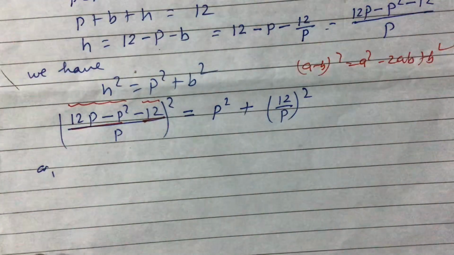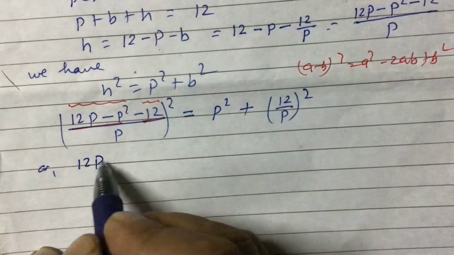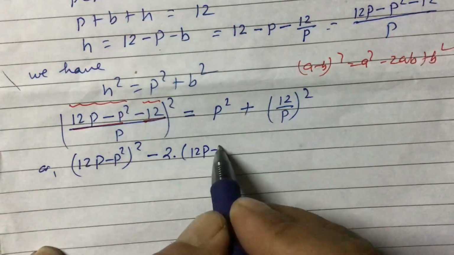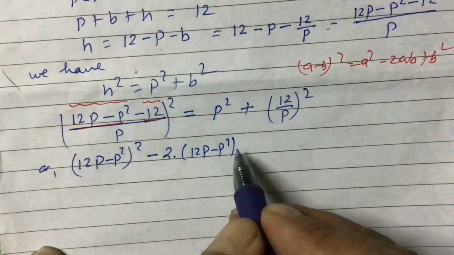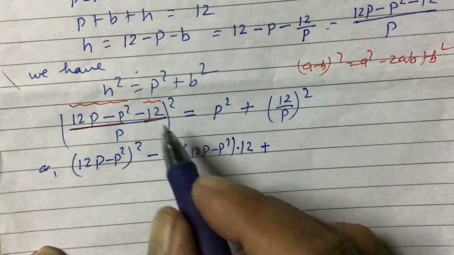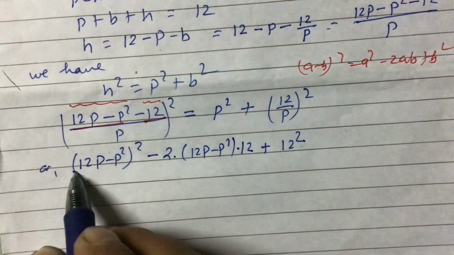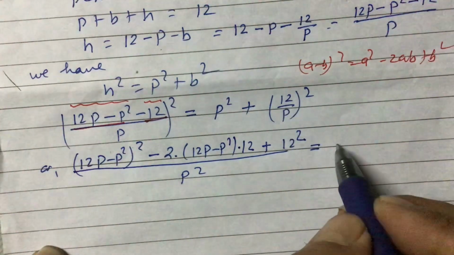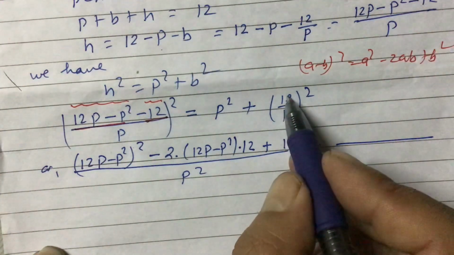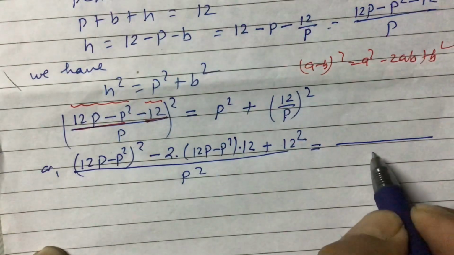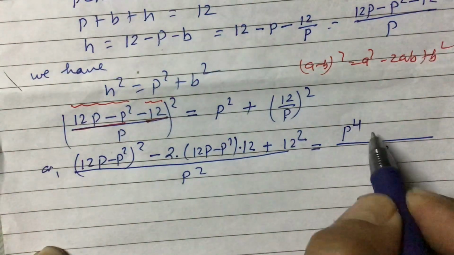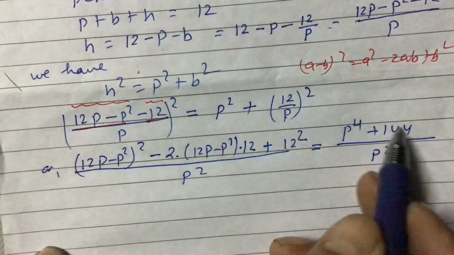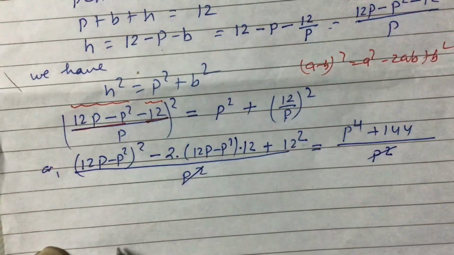Okay. So now here A means 12P minus P square. A square means 12P minus P square whole square, minus 2 times A, which is 12P minus P square, times B which is 12, plus B square which is 12 square, and then divided by P square as it is. Equals, now this is 12 by P whole square. We can take LCM here also. This will be P square, this will be 144, okay, 12 square is 144. So P square is the LCM. So this will be P to the power 4 plus 144. This P square will multiply here, so P to the power 4, 144, denominator is P square. So that we can cancel P square and P square, okay.